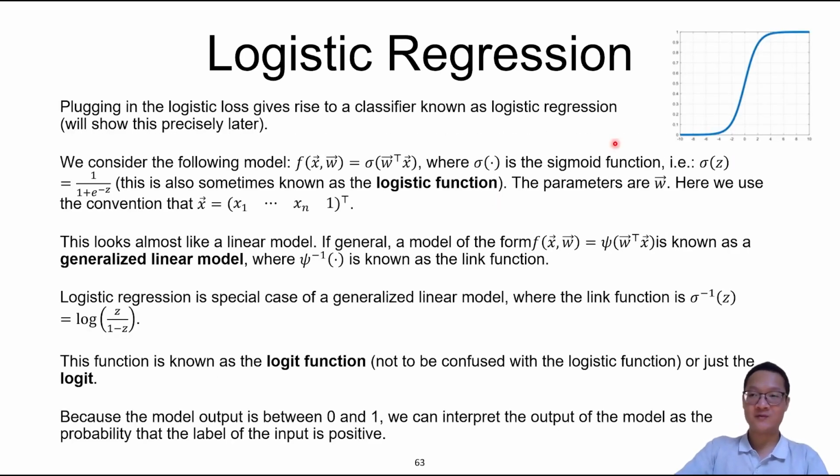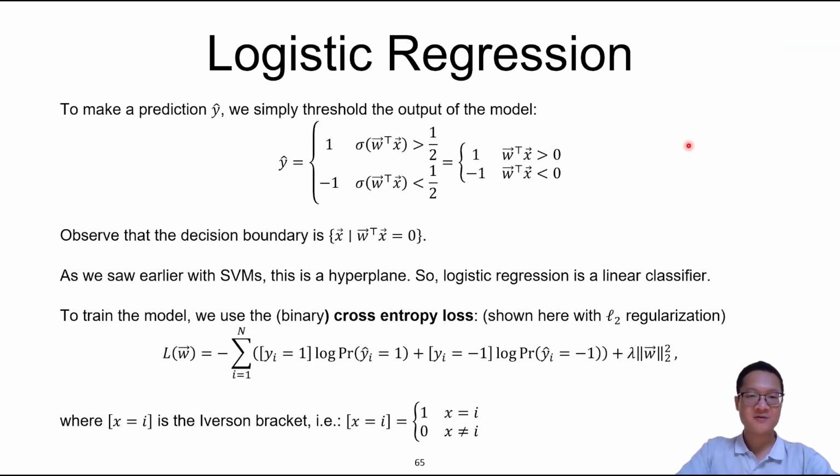You can see the equivalence by looking at the sigmoid function. When the input is positive, we have a value greater than 1/2, and when the input is negative, we have a value less than 1/2. So the decision boundary is w transpose x equals 0. This is exactly the same decision boundary as with SVMs. In fact, the decision boundary is a hyperplane.